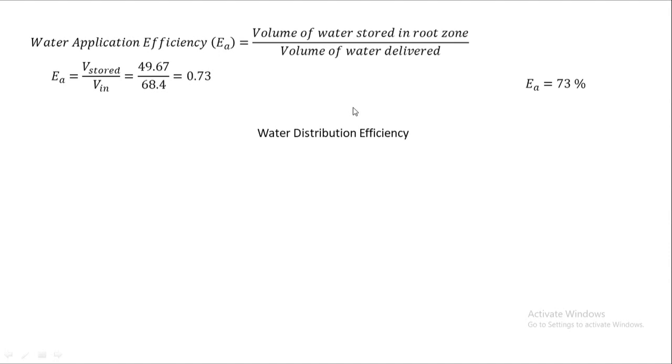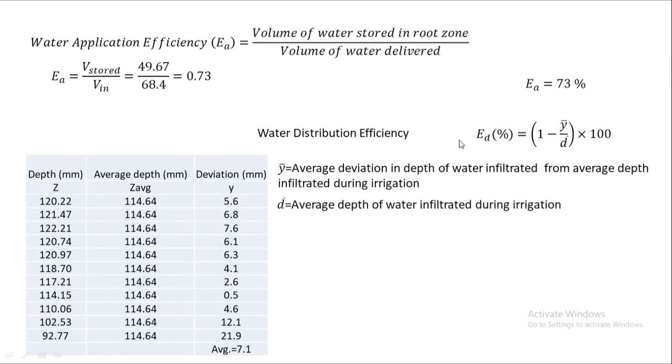Now let us calculate the water distribution efficiency. ED in percentage is equal to 1 minus Y divided by D. Y is the average deviation in depth of water infiltrated from average depth infiltrated during irrigation, and D is the average depth of water infiltrated during irrigation.